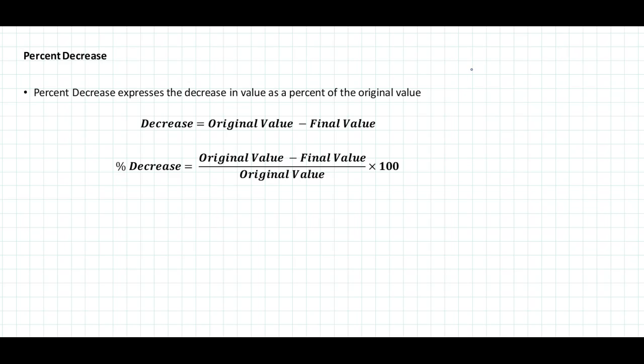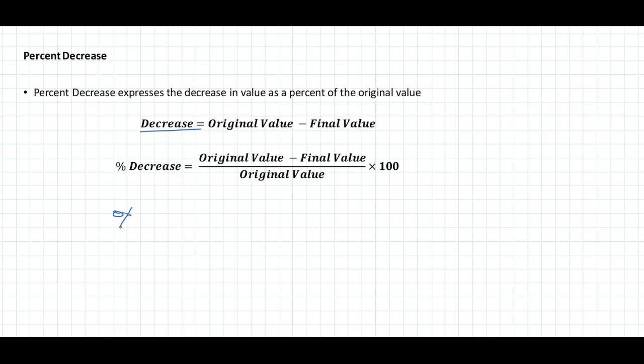So what is the percent decrease? The percent decrease expresses the decrease in value as a percent of the original value. Your decrease is always going to be your original value minus your final value, because your final value is lower than your original value. And how can you express it as a percent? You always need to pay attention to your starting point, because your percent is based on your starting value. So that is why you have original value minus final value.